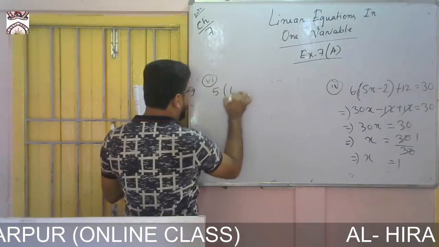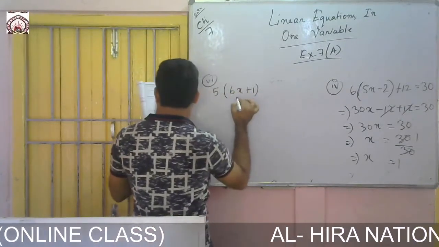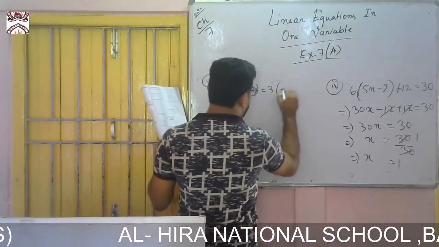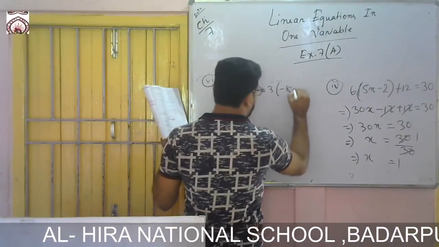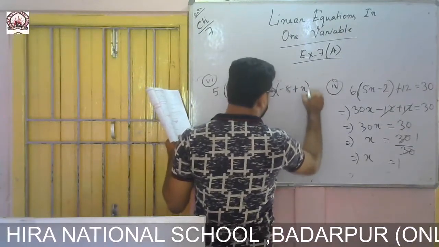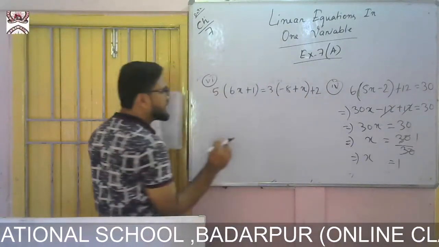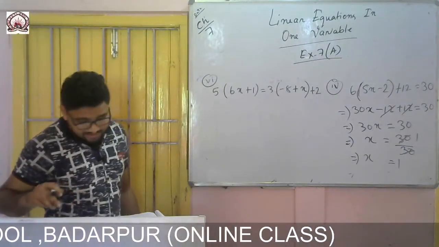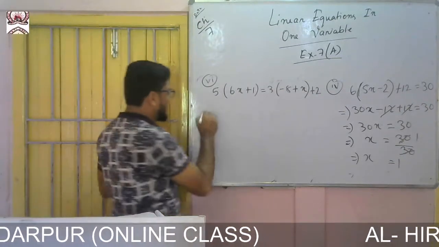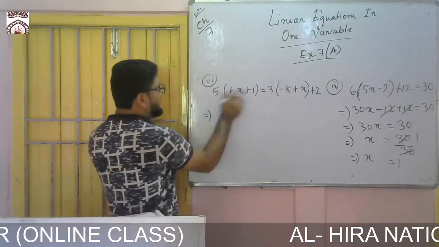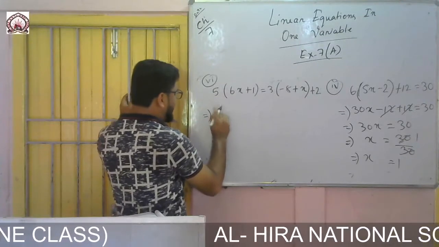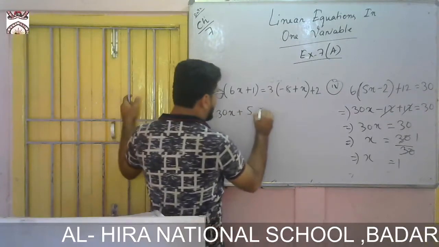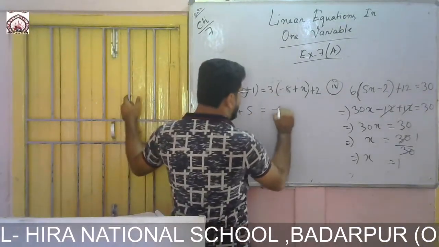5 bracket 6x plus 1 bracket close equals 3 bracket minus 8 plus x bracket close plus 2. Okay, 6x plus 1 minus 8 plus x. Now what? You break it. 5 into 6 is 30, 30x plus 5, minus 24.